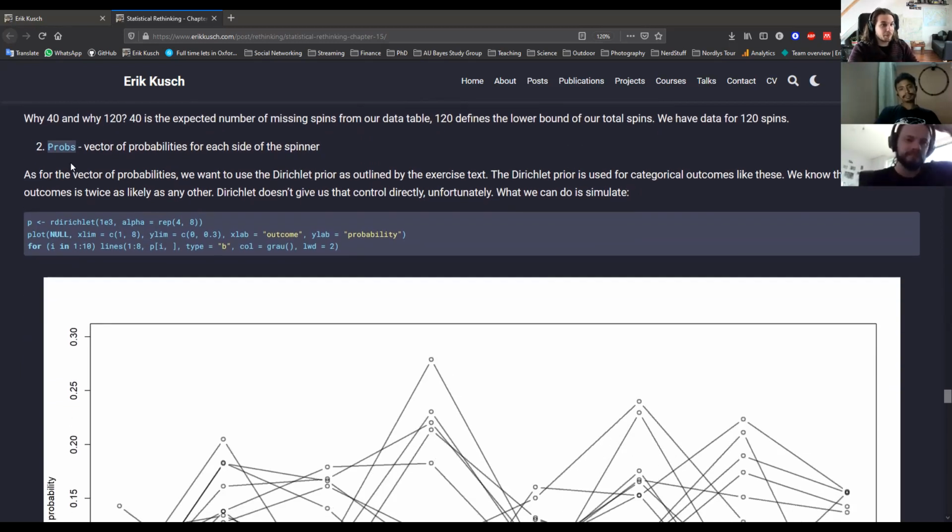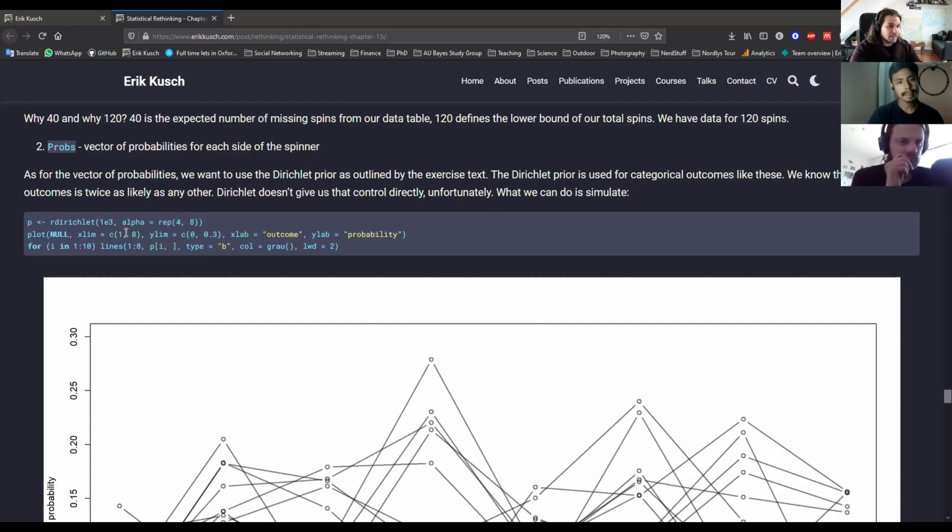Let's move on to the probabilities for each side coming up. We don't know that because we don't know the total number of spins, so we can't get to that from our data. But what the exercise did tell us was to use a Dirichlet prior, which is used for categorical outcomes, and that no outcome is more than twice as likely as any other outcome. And we can just test that.